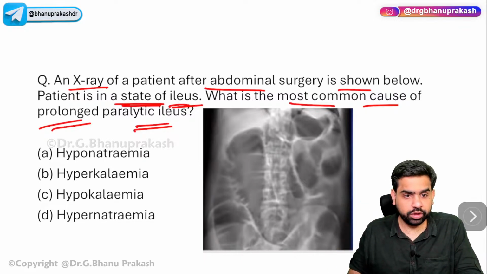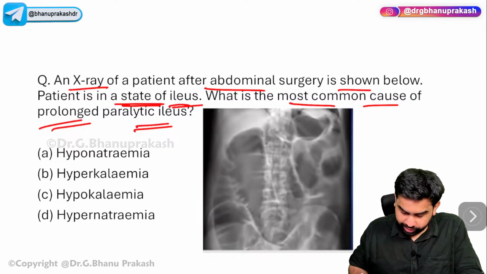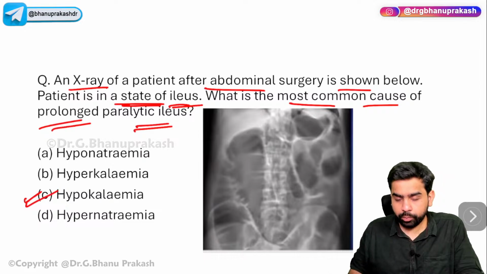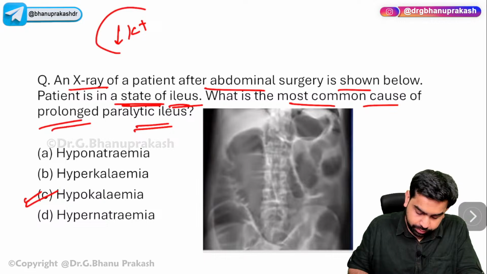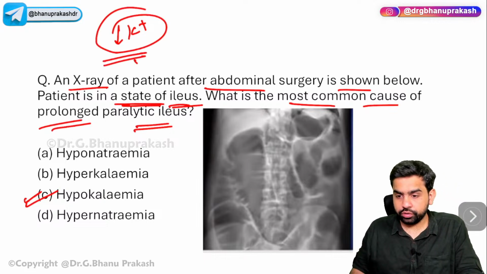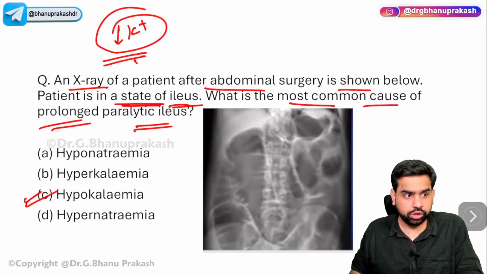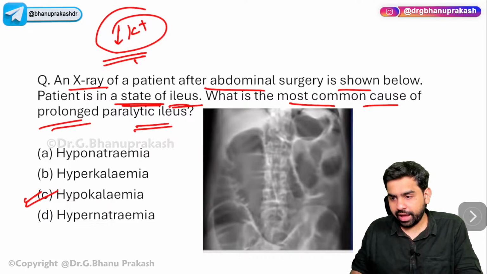What is the most common cause of paralytic ileus? The answer over here is hypokalemia. Hypokalemia is the most common cause of a paralytic ileus. So reduction in the potassium levels is the most common cause of your paralytic ileus. I hope you've understood this particular point, guys.